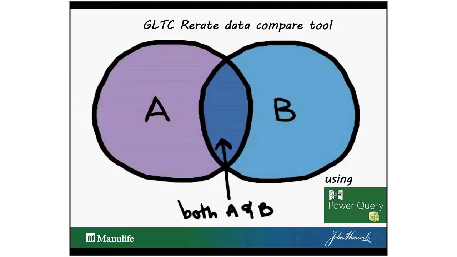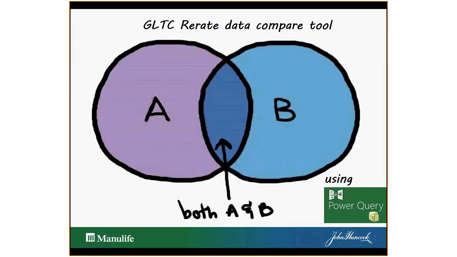So we'll split it into two halves. We'll start off with the GLTC re-rate data tool comparison first, and then we'll move on to automated testing. We'll cover how we utilize automated testing in dividend tools and other projects. Those are the two topics we'll cover today under our team's time slot. Okay, we'll start off with the GLTC re-rate tool compare.